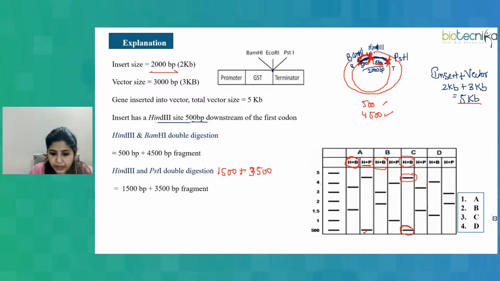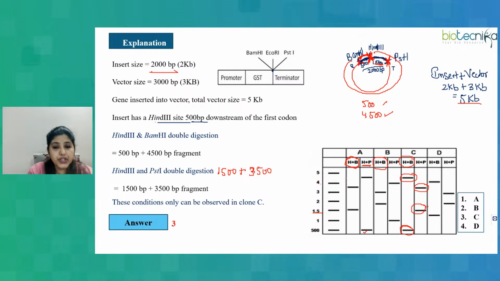So yes, one fragment we are getting of around 1500, right? This is 1.5, and we are getting 3500. So between 3 and 4, this means that the answer here is option 3, right? That is, C clone is correct.